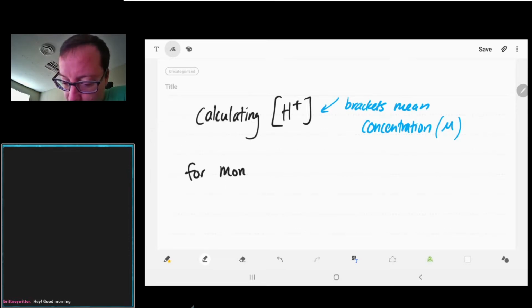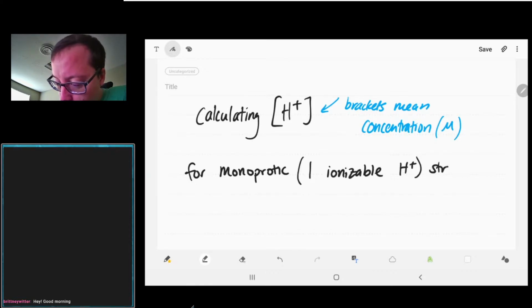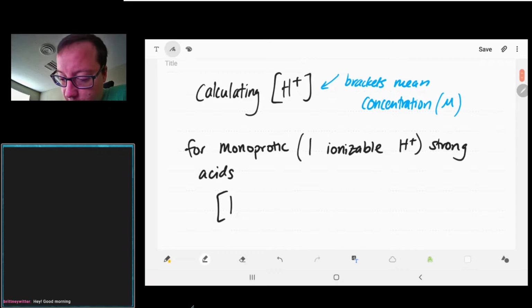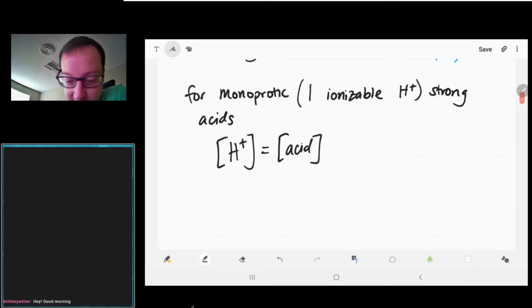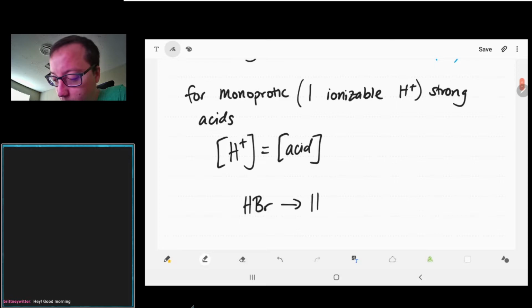For monoprotic, one ionizable, strong acids, the concentration of H+ is equal to the concentration of the acid. Because if we take a look at, let's say, hydrobromic acid, we know that this is going to break apart completely in solution. It's going to completely separate.